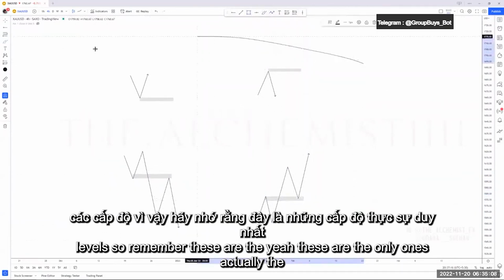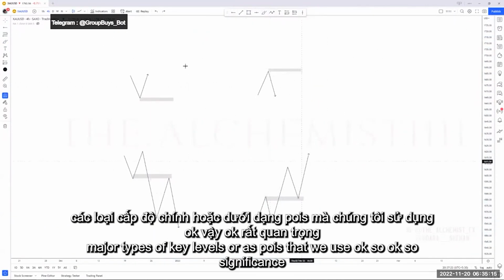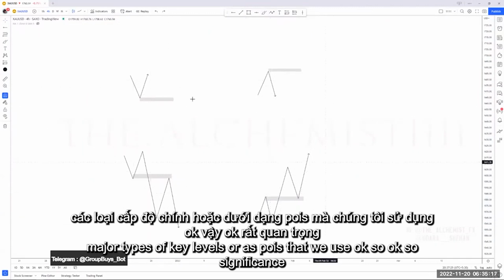So remember, these are the only ones actually, the major ones. There are more, I'll show you. So these are the major types of key levels or POIs that we use.